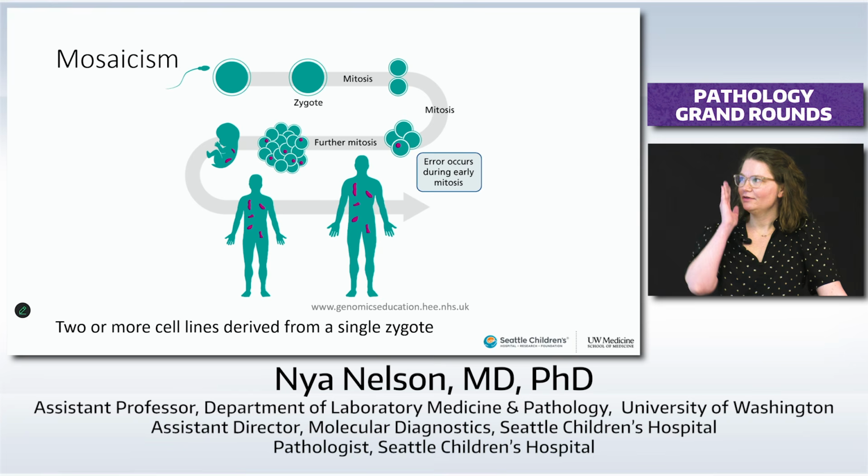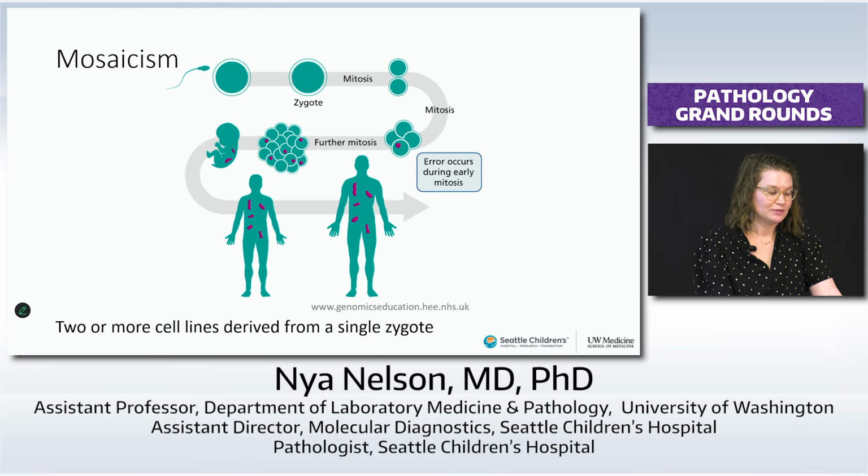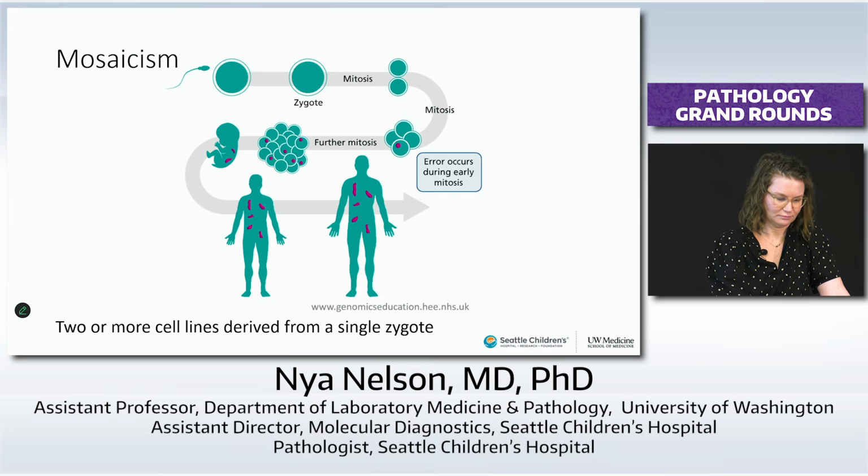However, it's become obvious over the past several decades that mosaicism also plays a large role in human disease. Mosaicism is defined by the presence of two or more cell lines that are derived from a single zygote, meaning that within a single individual, you'll have both wild-type cells as well as cells that are carrying a mutation. The idea here is that there's some sort of error that occurs during DNA replication, during mitosis, and that error is then passed on to every cell that's derived from that initial event.